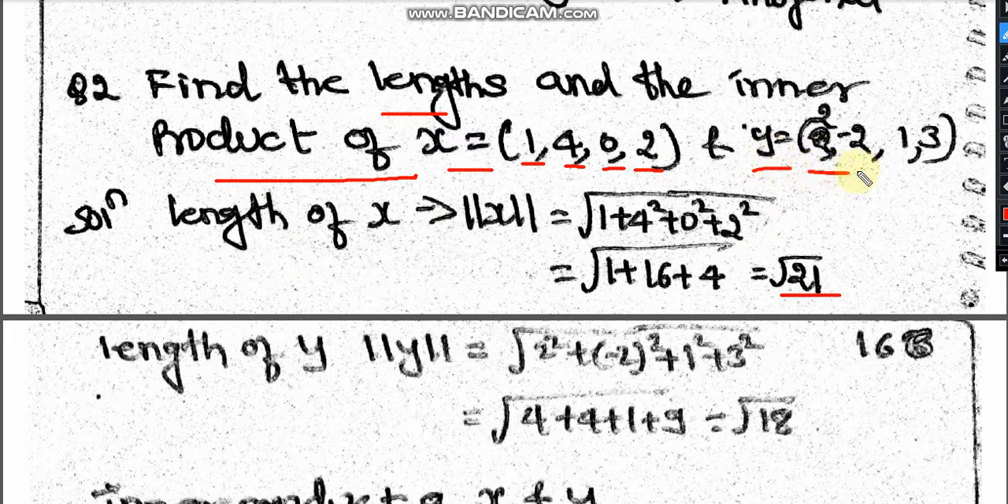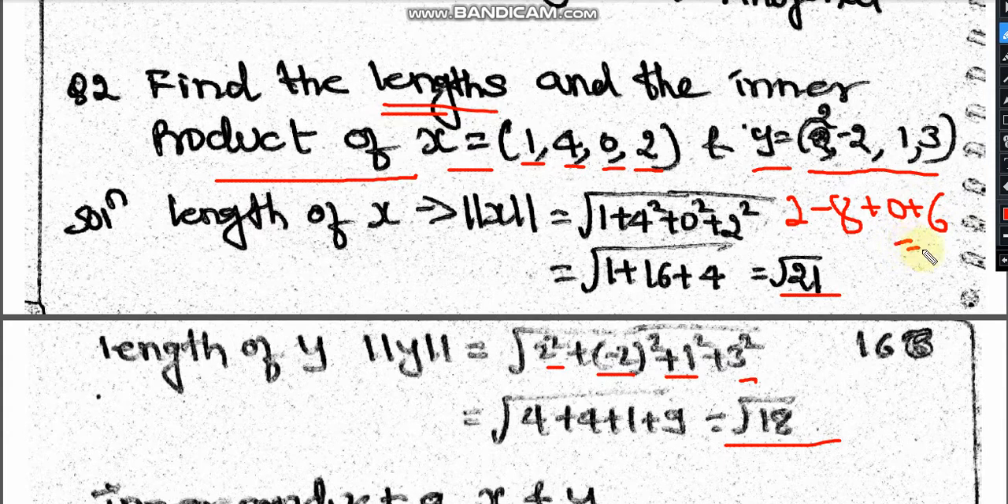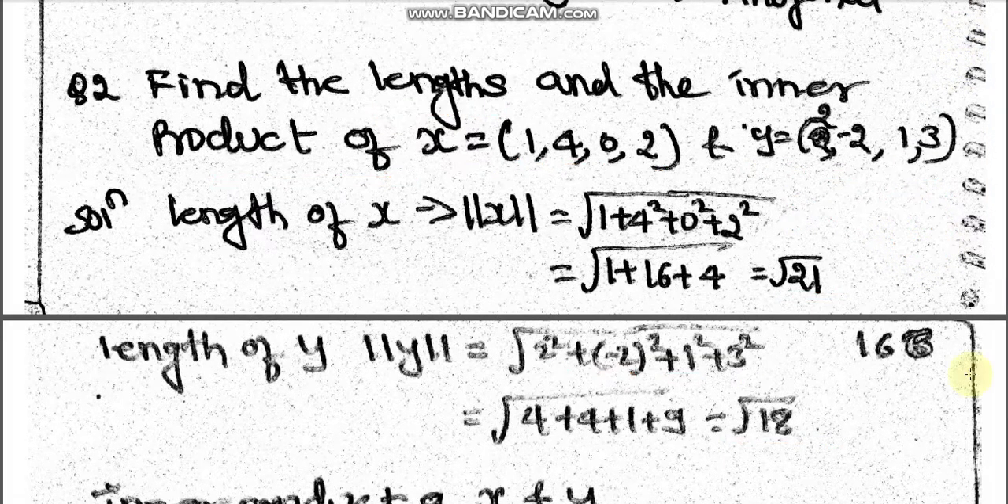And similarly for y also we can do square root of 2 square plus minus 2 square, 1 square, 3 square, that is leading us to square root of 18. So these are the lengths, and then the inner product is 1 into 2, that is 2, plus 4 into minus 2, that becomes minus 8, and 0 into 1, that becomes 0, and 3 into 2, that becomes 6, and this equals 0. You can say the vectors are orthogonal to each other.